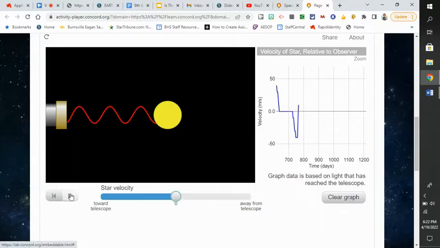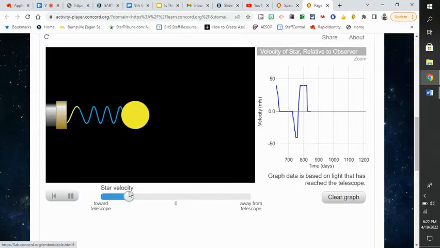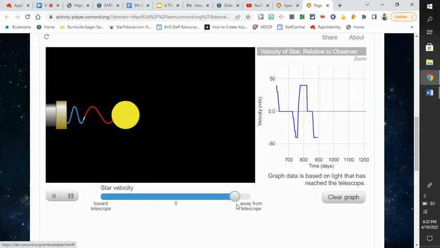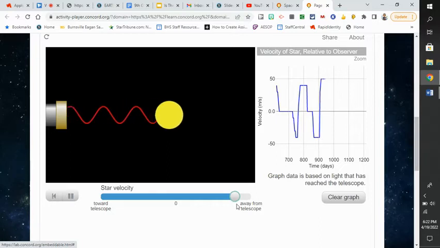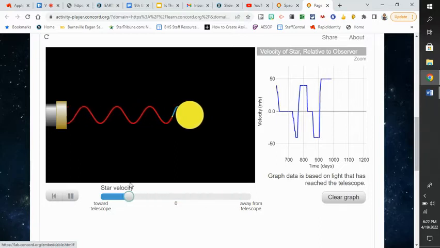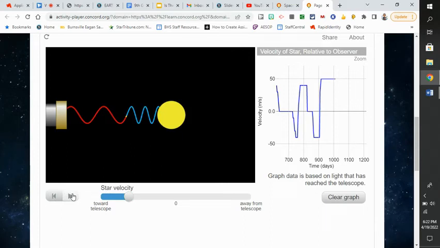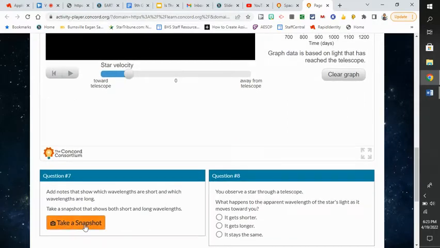We'll try that again. Play, short wavelengths, long wavelengths. I'm actually going to do short wavelengths at the end and then pause. Now that allowed me to freeze it where there's both short and long wavelengths. Now I can go to my question 7 and take a snapshot.